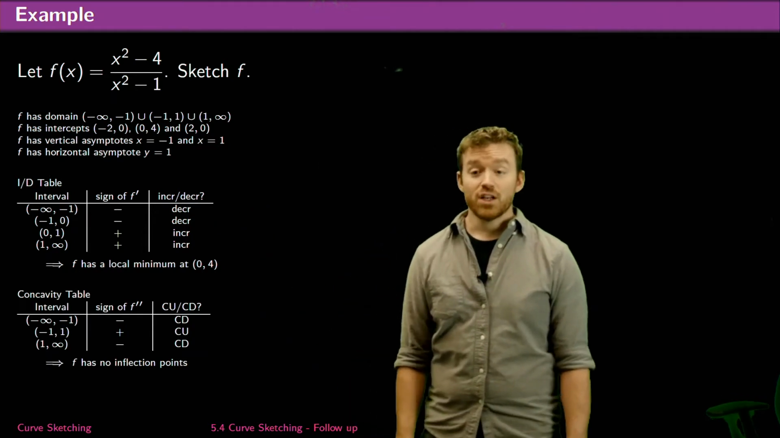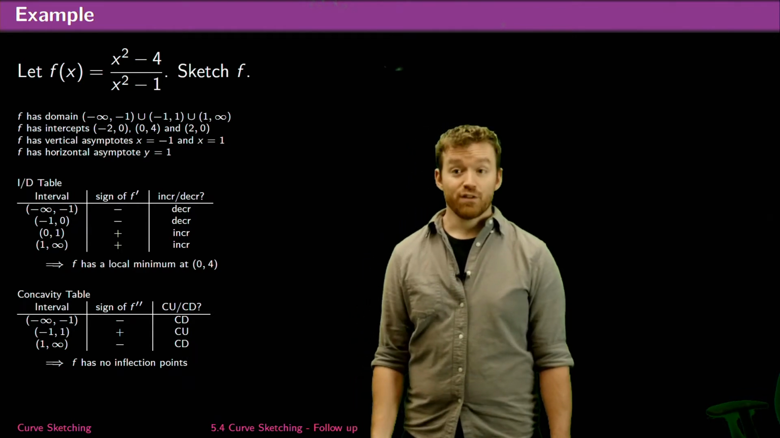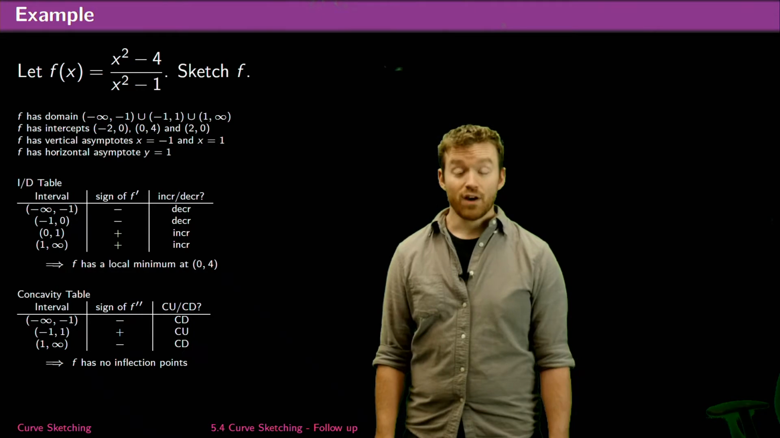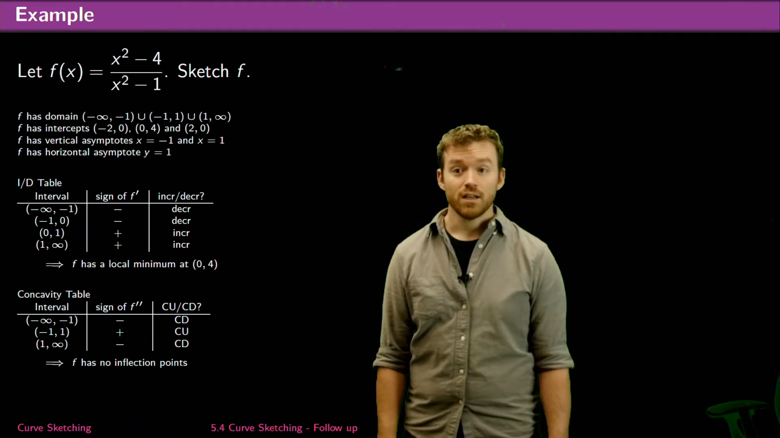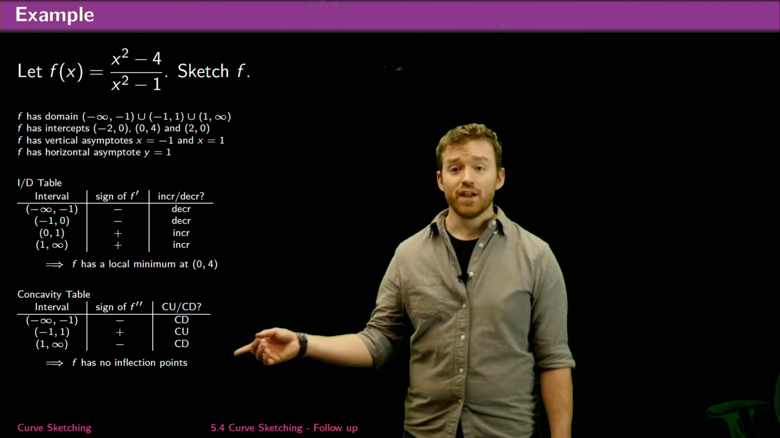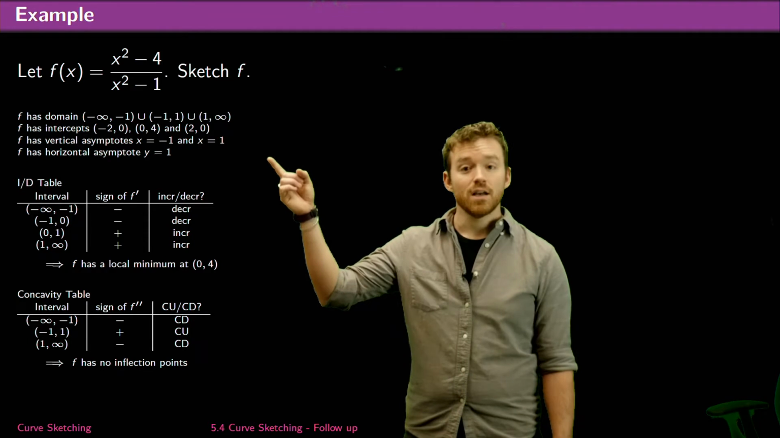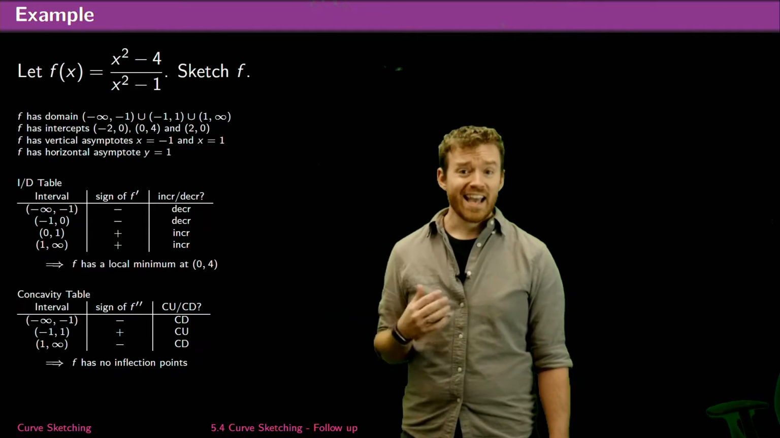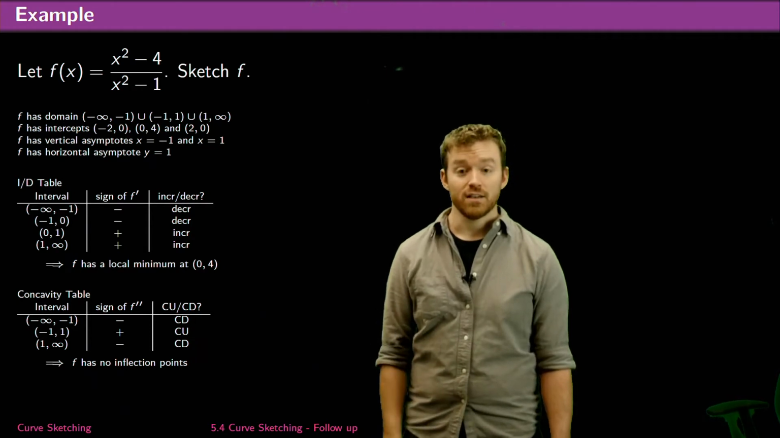Finally, in the third video, we found out what the concavity of our function was. We determined that from -∞ to -1, my function is concave down, concave up from -1 to 1, and finally concave down again from 1 to infinity. Notice f still has no inflection points even though it switches concavity, because this happens at points not in the domain. I have an inflection point only if I switch concavity at a place where my function is defined.